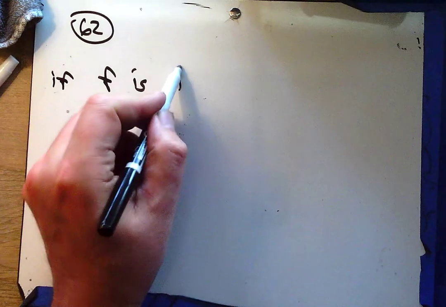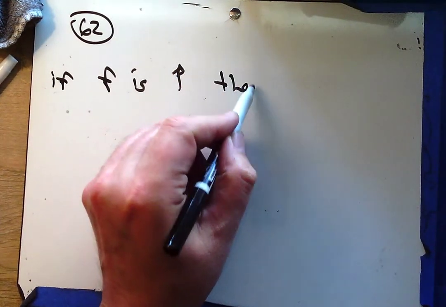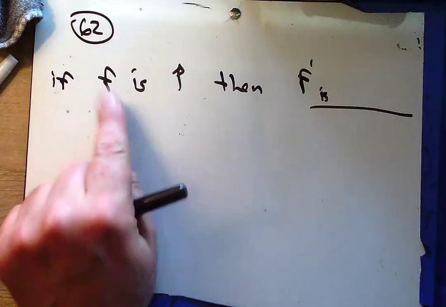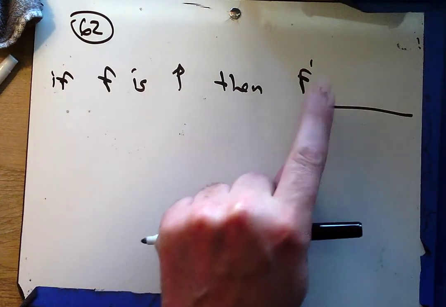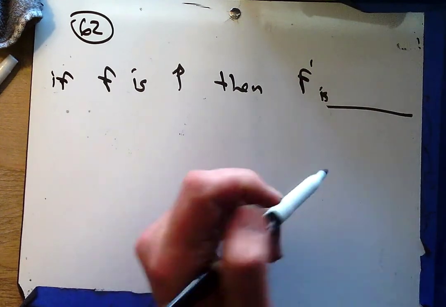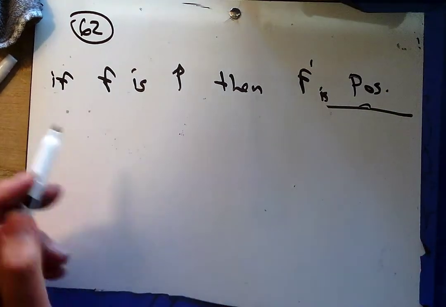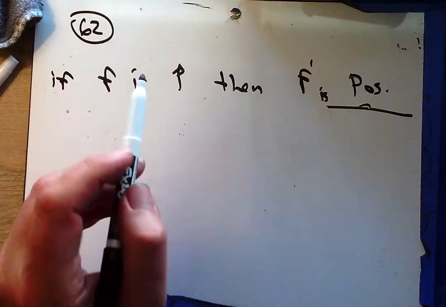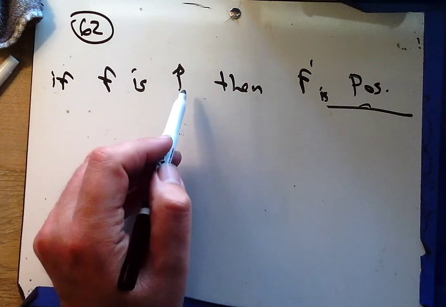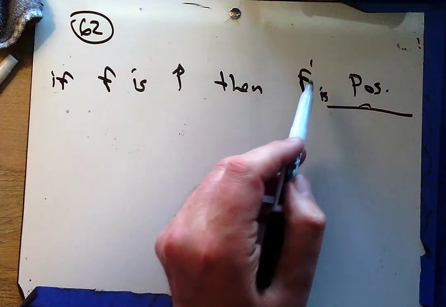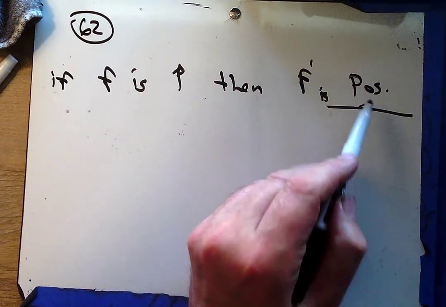And the first statement is, if f is increasing, then f prime is what? If f is increasing, what's true about f prime? That's right, f prime is positive. Or you could have written greater than 0. The slopes on f must be positive for f to be increasing. So the slopes of f are positive.